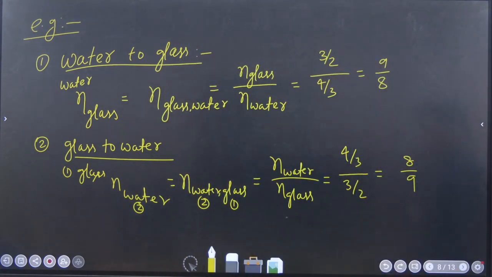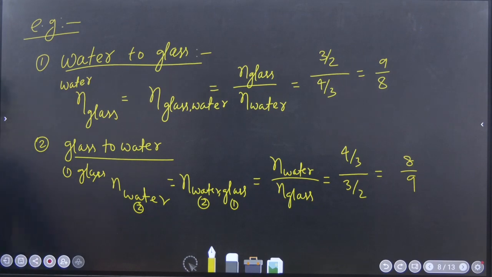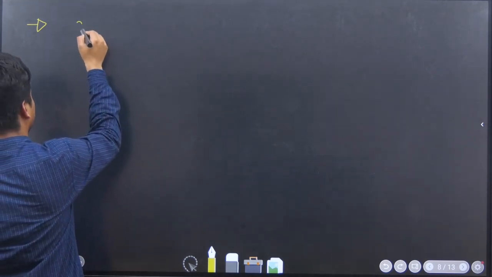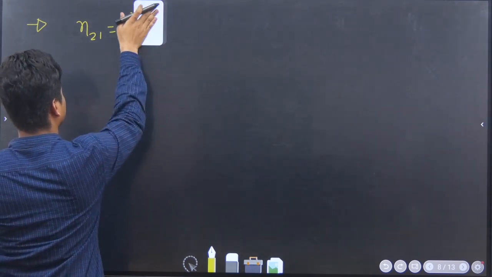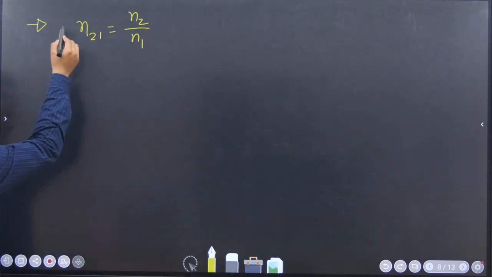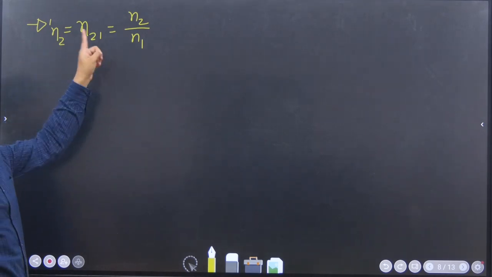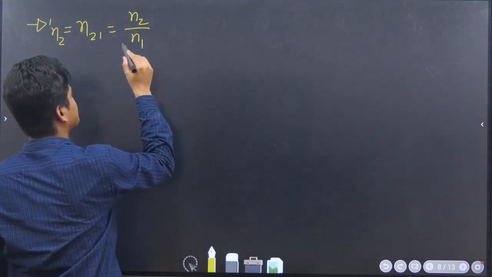Okay. So remember this idea, relative refractive index: how to find water to glass or glass to water, your refractive index will be like this. Similarly, other things also you can find out. Okay. Understand another point regarding this refractive index. Suppose you want to write refractive index of 2, 1, that means light is coming from 1 going to 2. Then you write like this, 2, 1. That is basically the refractive index of the second medium by the first medium.